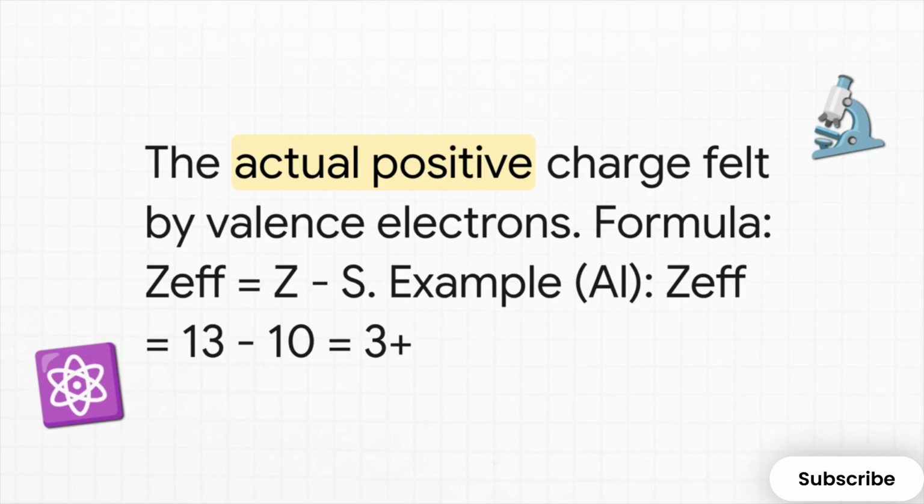And this right here is the master key. This explains why all these trends happen. It's called effective nuclear charge, or ZEF. It's not the total charge of the nucleus, it's the actual positive pull that an outer electron really feels. And there's a simple formula. ZEF equals Z minus S. Z is your total protons, and S is the number of those inner electrons that are doing the shielding. It's this ZEF that gets stronger across a period, pulling everything in tighter.